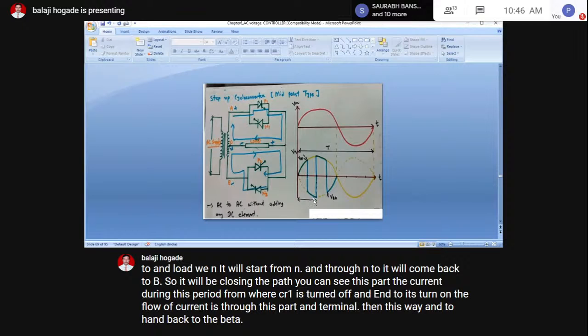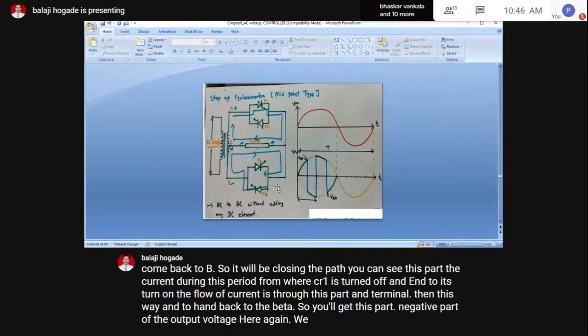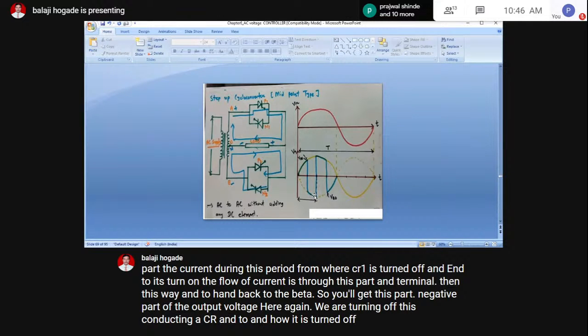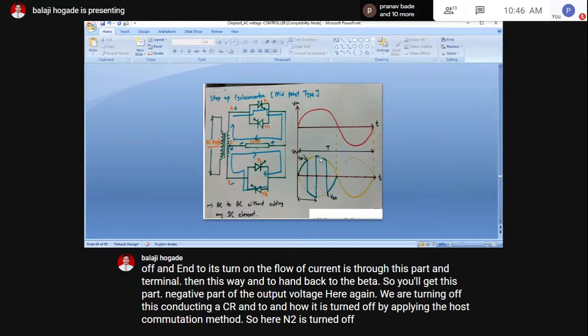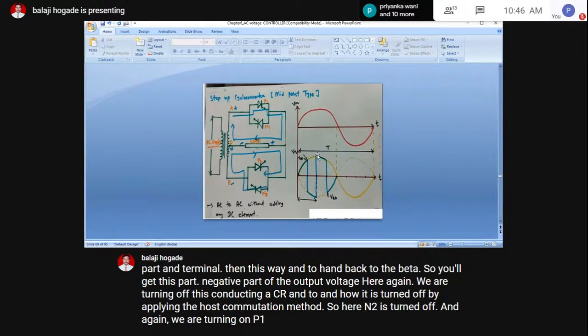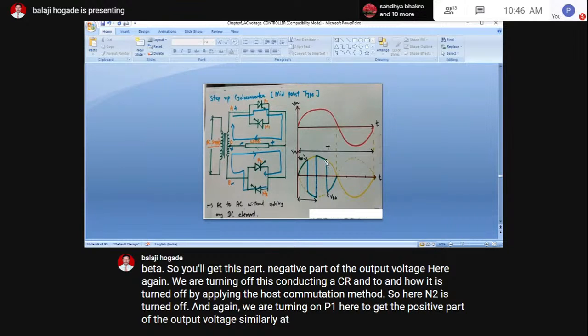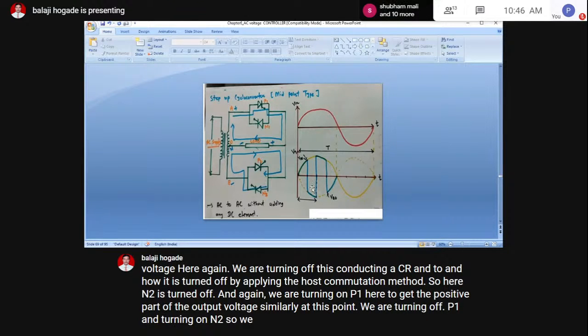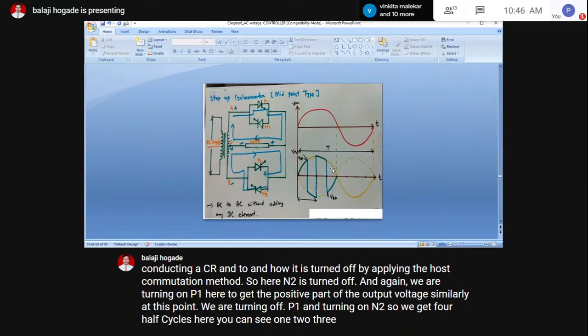So you will get this part, negative part of the output voltage. Here again we are turning off this conducting SCR N2, and how it is turned off? By applying a forced commutation method. So here N2 is turned off, and again we are turning on P1 here to get the positive part of the output voltage. Similarly, at this point we are turning off P1 and turning on N2. So we get 4 half cycles here. You can see 1, 2, 3, 4.